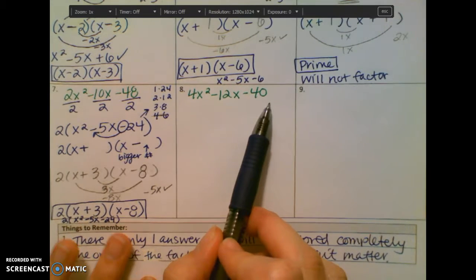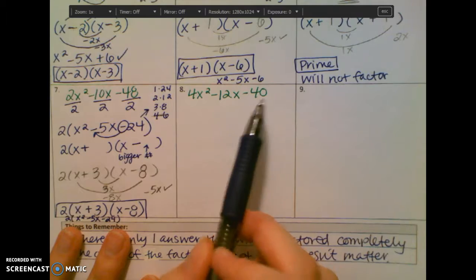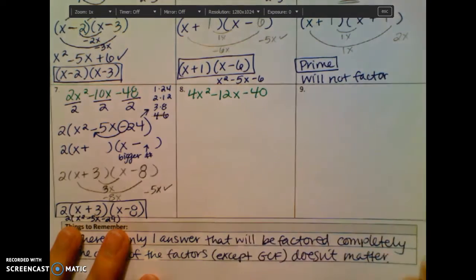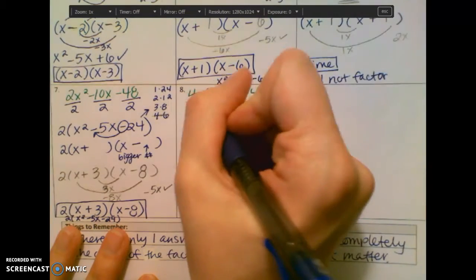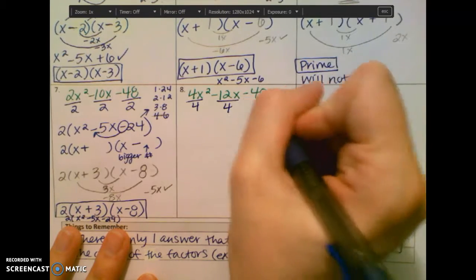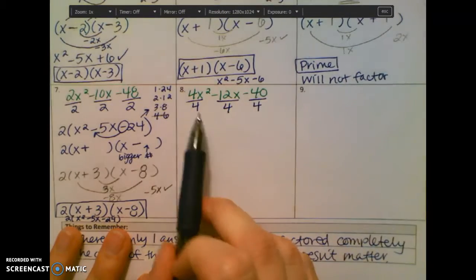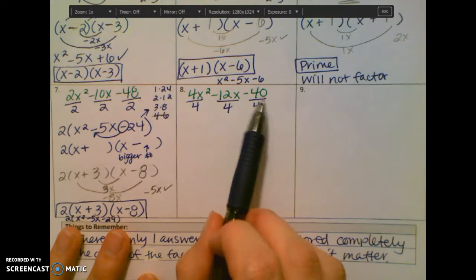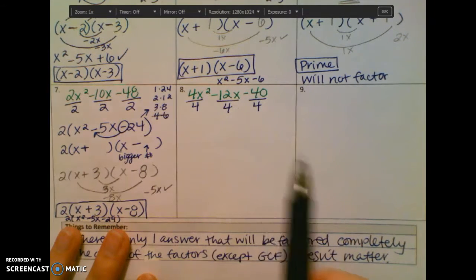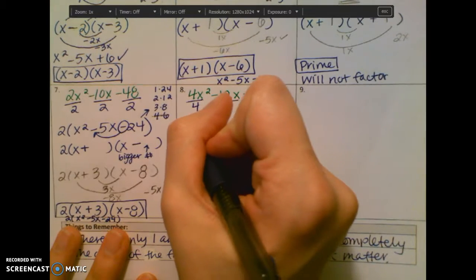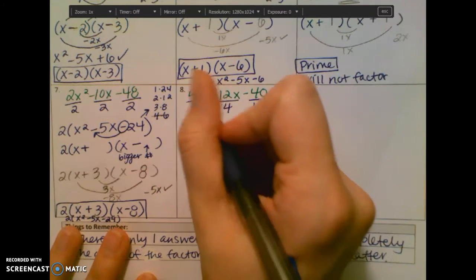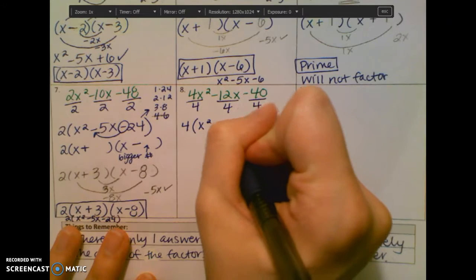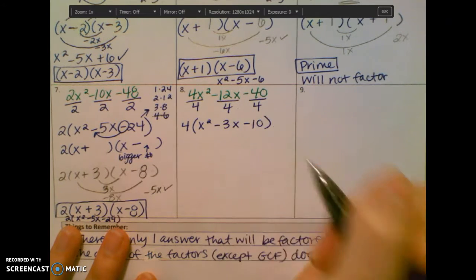So the first thing we need to think about is always GCF. Is there something I can factor out of all of these? And hopefully you can see that yes, there is. I can factor a 4 out of all of these. Now, if you can't just see it, that's okay. You can write down all the factors of each of these terms and then figure out what they have in common. So that means I put my 4 on the outside, I divide them each out, and I get x squared minus 3x minus 10.